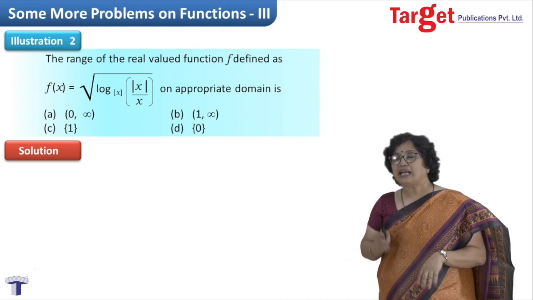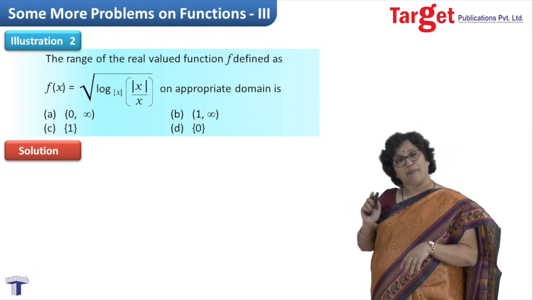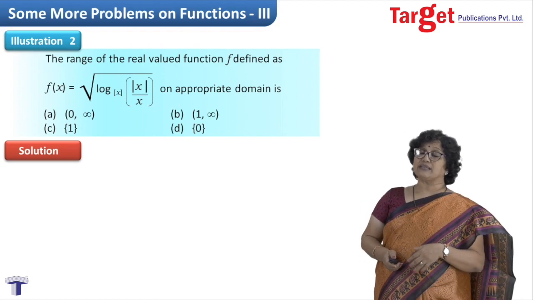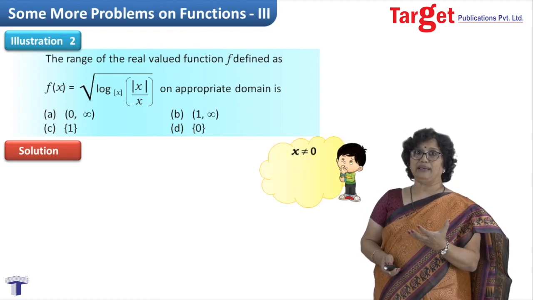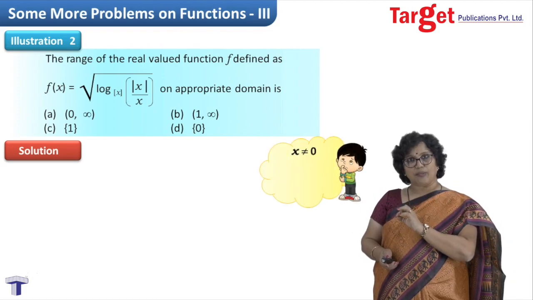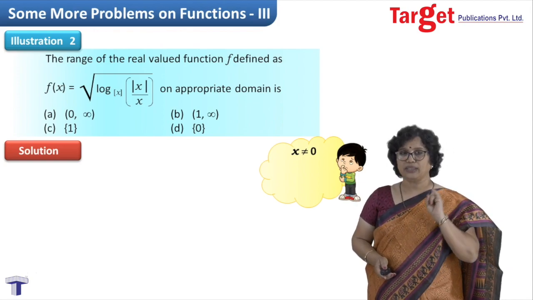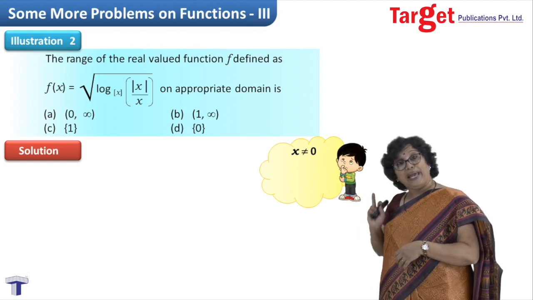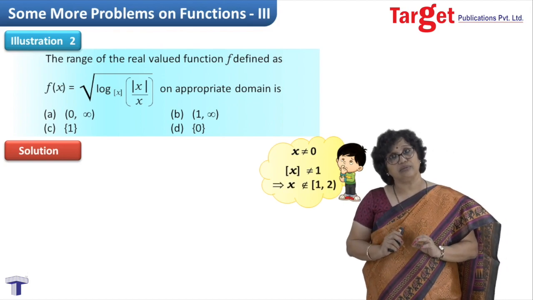Now when you see log of absolute value of x upon x to the base greatest integer of x, what is the first thing that comes to your mind? That x appearing in the denominator means x not equal to 0. That is the first thing you see. Another thing you see is that the base is greatest integer of x.